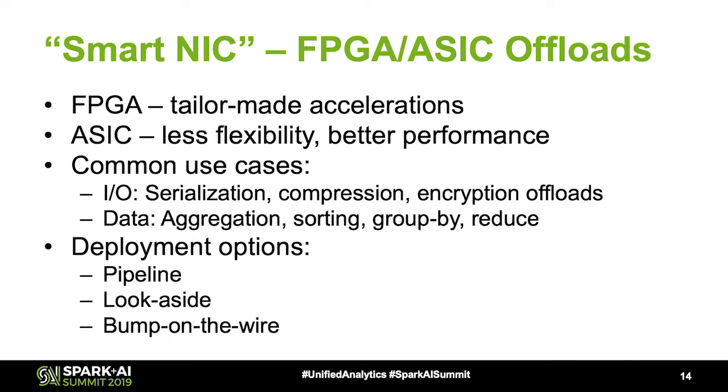The third option is what's called bump on the wire. Bump on the wire is more like having a network adapter and then a separate FPGA or ASIC device that controls data that flows directly into the wire. Most commonly, it's used for security applications, let's say for implementing some kind of firewall, ACL, and managing adversary attacks.